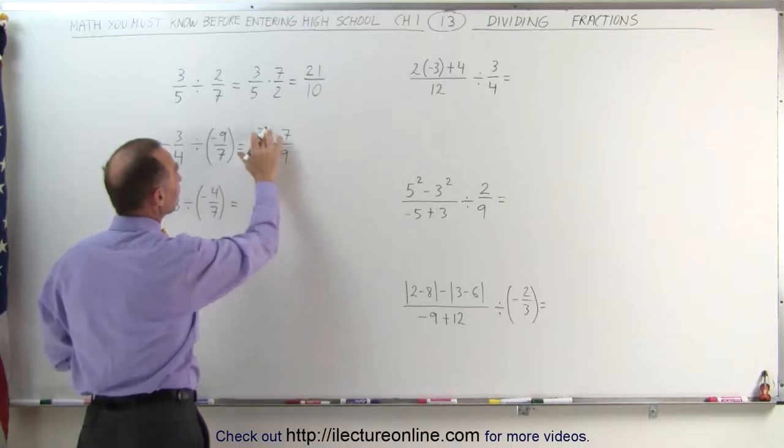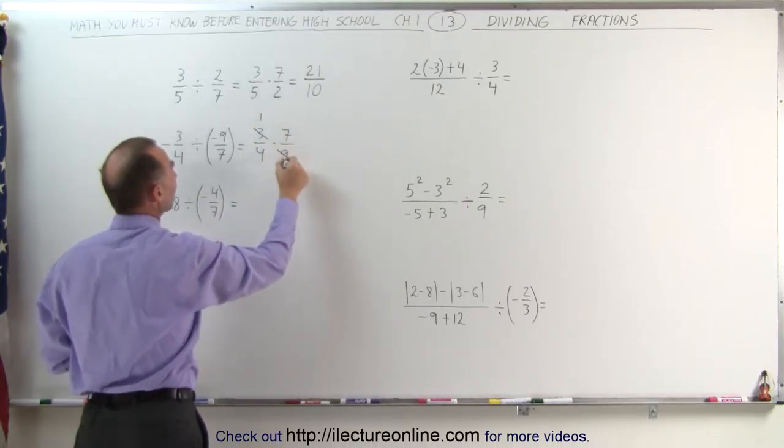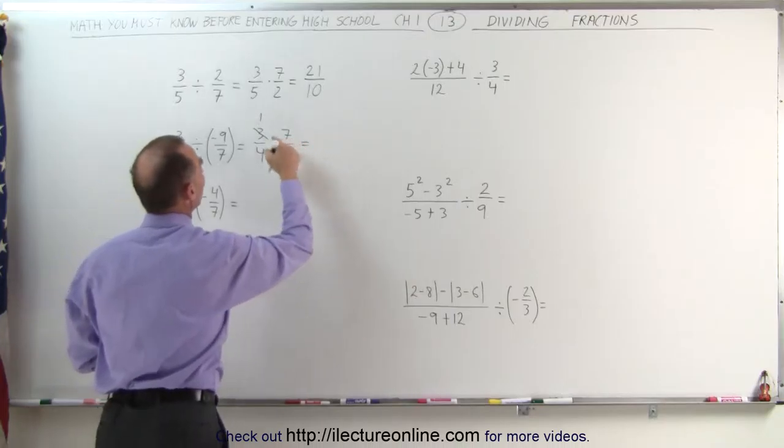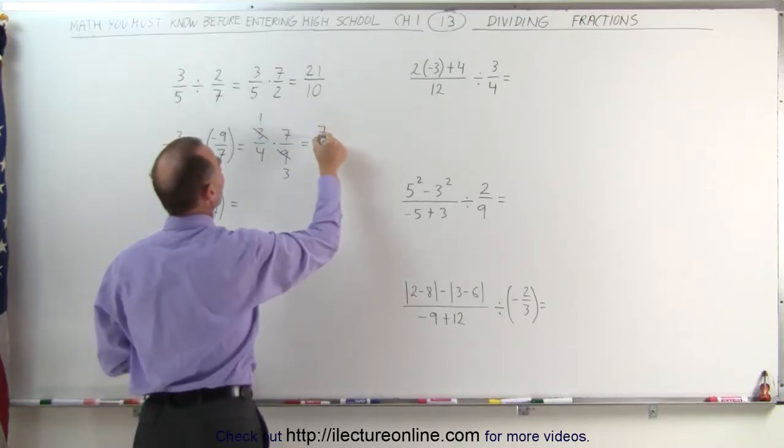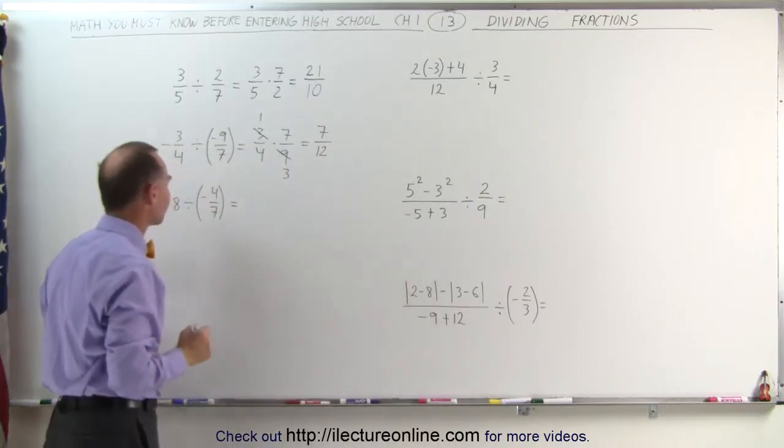Now you can see that the 3 and the 9 can be divided by the same number. 3 divided by 3 is 1. 9 divided by 3 is 3. And this becomes 1 times 7 in the numerator divided by 4 times 3, which is 12 in the denominator.